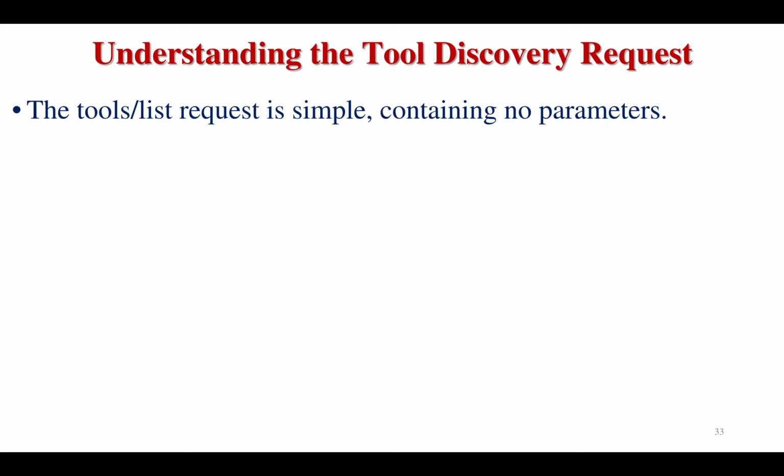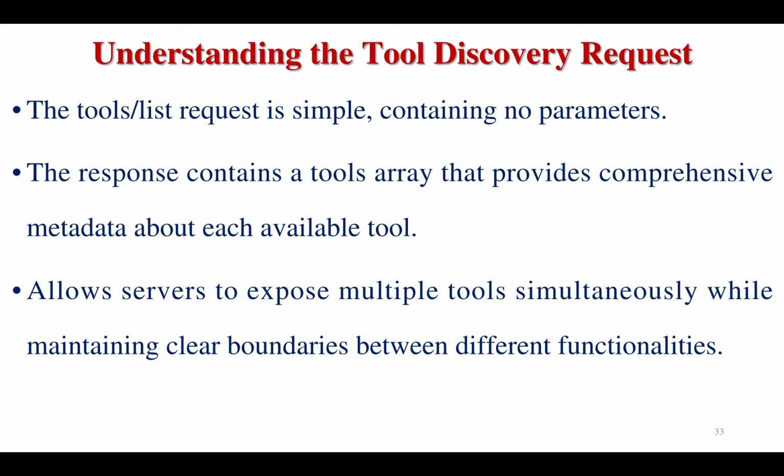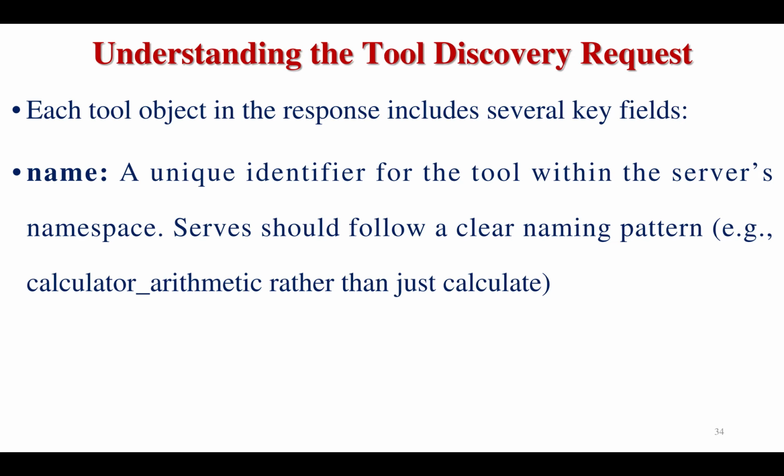So this is what is tool discovery, right? Basically the tool list will not have any parameter. The client will not give any parameters. The response contains the array of tools as we have seen, and this will allow the servers to express multiple tools simultaneously, which gives clear boundaries between the different functionalities. Each tool object, as we discussed, will have a name. Name is going to be the unique identifier for the tool. As we discussed in the MCP pool, this is going to be the unique identifier within a server's namespace. So it will be good to have a clear naming pattern reflecting the usage of the tool.